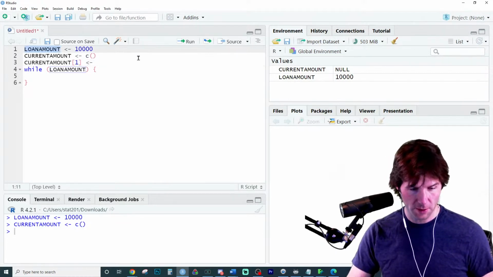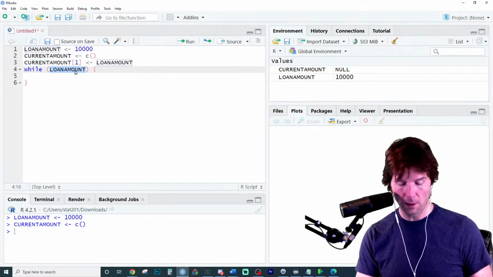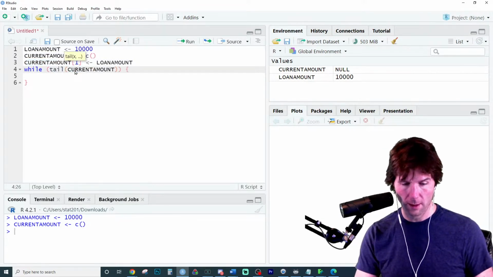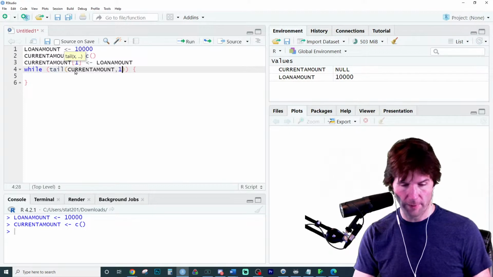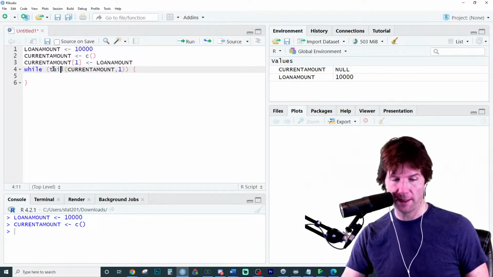The loan amount, while current amount, while tail 1 of current amount. Okay, what does this find?